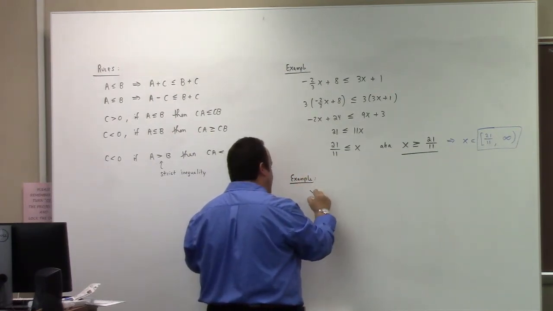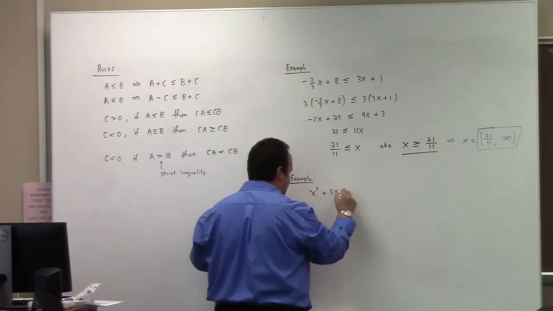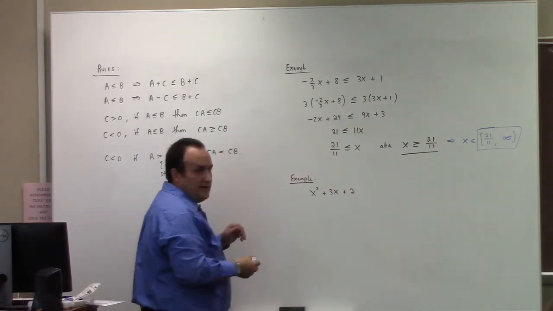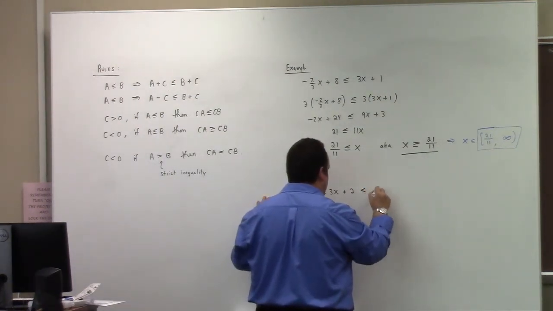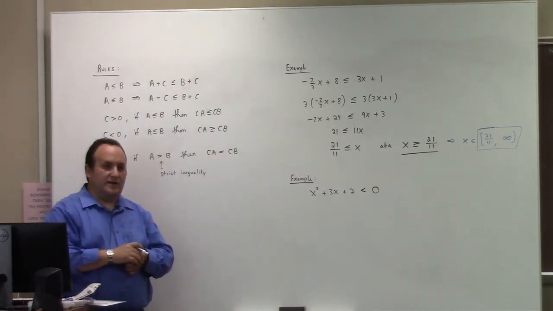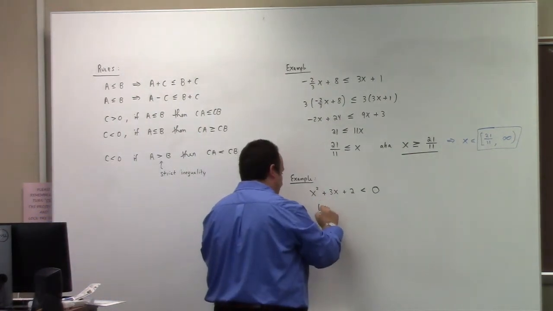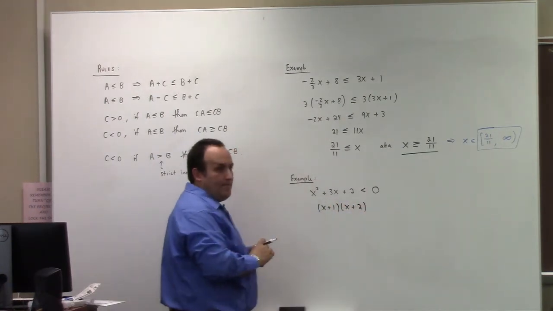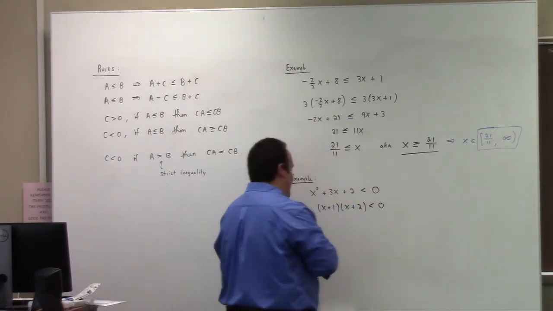So, if we had x squared plus 3x plus 2, for example, and I wanted to find where that was less than 0, how could I do that? Well, if I want to do it just directly, I would factor this, because I can, right? And so that's less than 0. And so what does that imply logically?